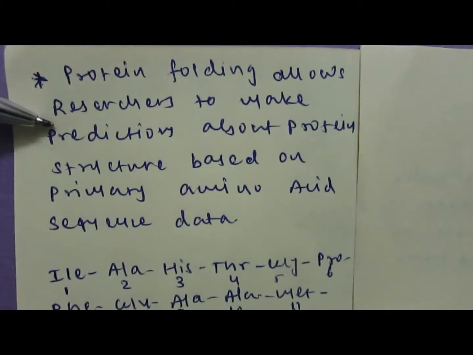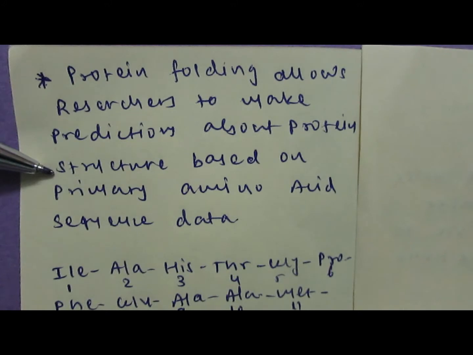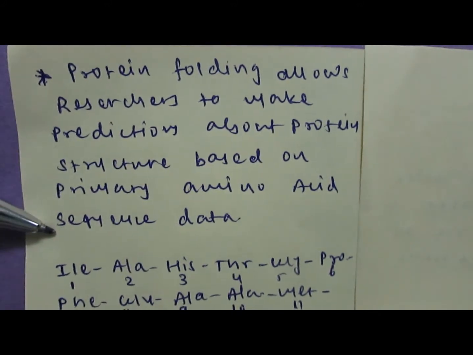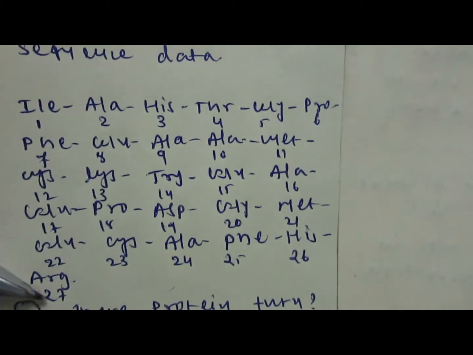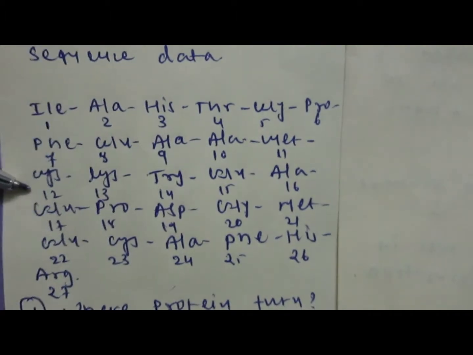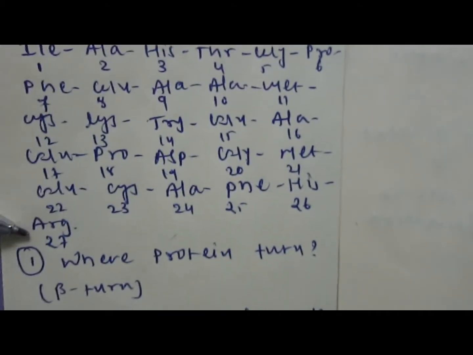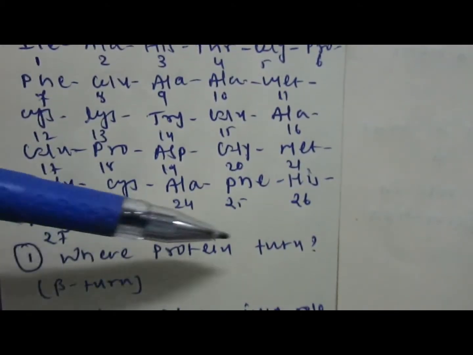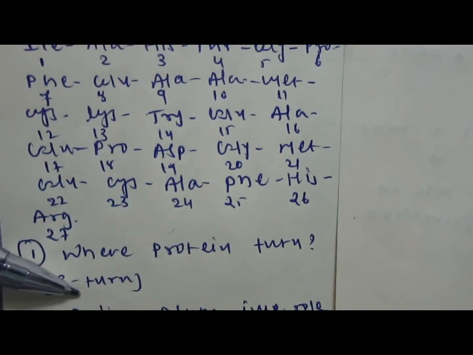Protein folding allows researchers to make predictions about protein structure based on primary amino acid sequence data. So here a protein sequence 27 amino acids long is given, and based on this information we have to answer certain questions. The first question is where the beta turn will be formed.